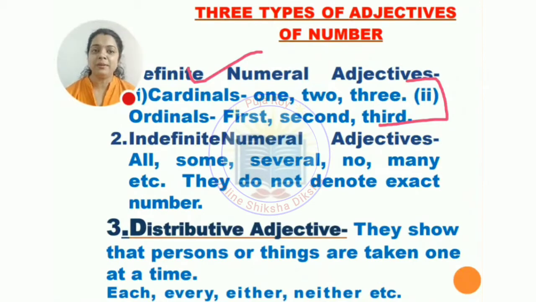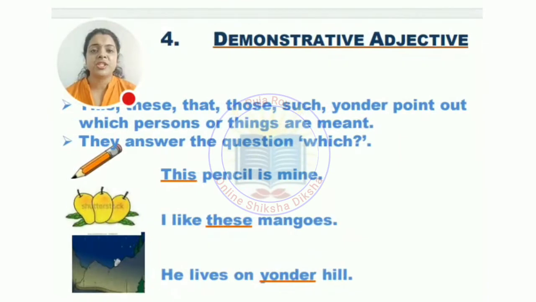Coming to the next one, when we talk about demonstrative adjective, we basically talk about the 4 words: this, that, these, and those. But as I told you, we'll go for more words. So we have other words too, that is such, yonder. Means these are the 6 words which are actually pointing out. I don't like such type of people. This pencil is very nice. These all are my family members.